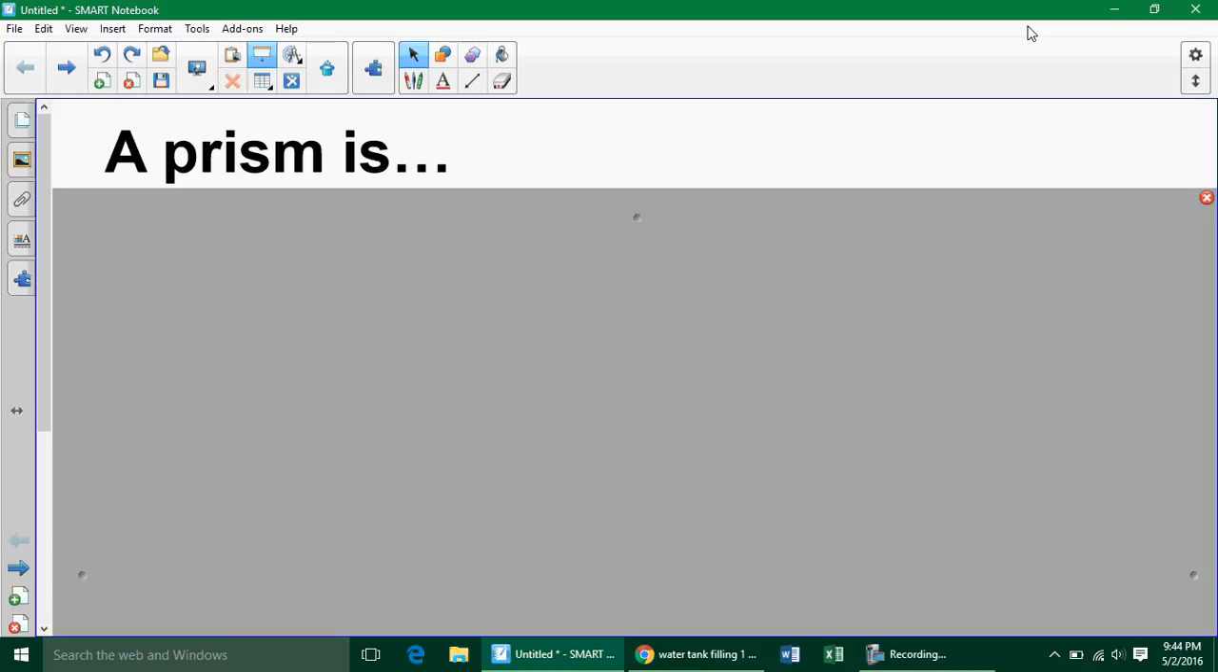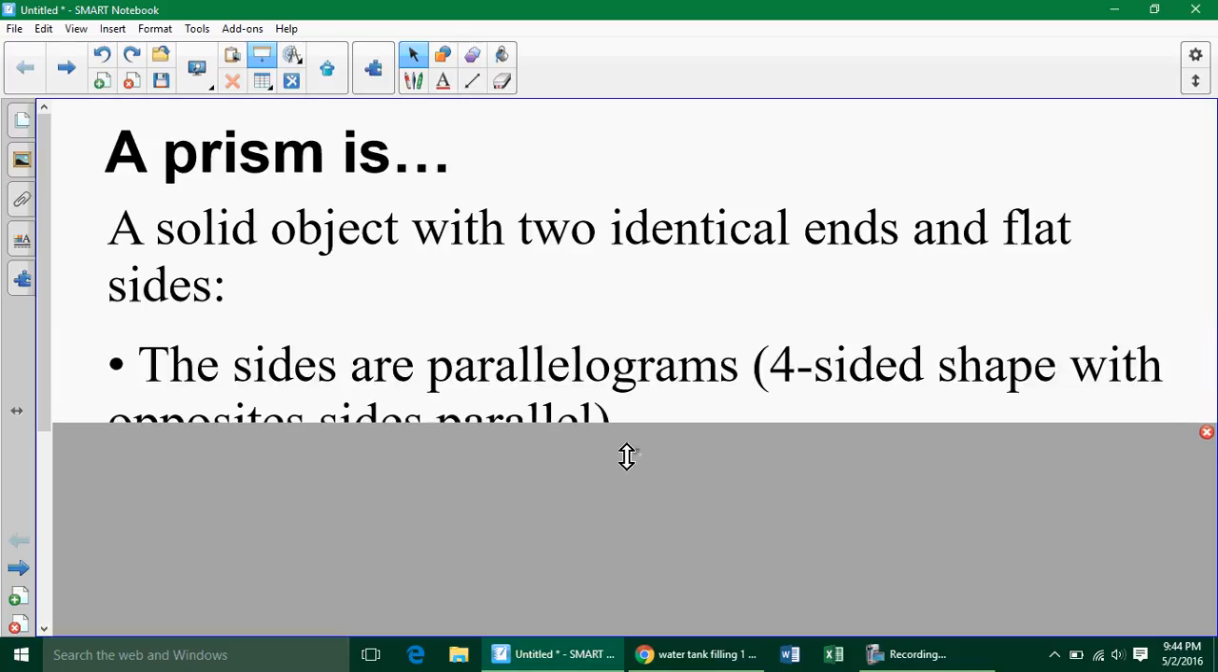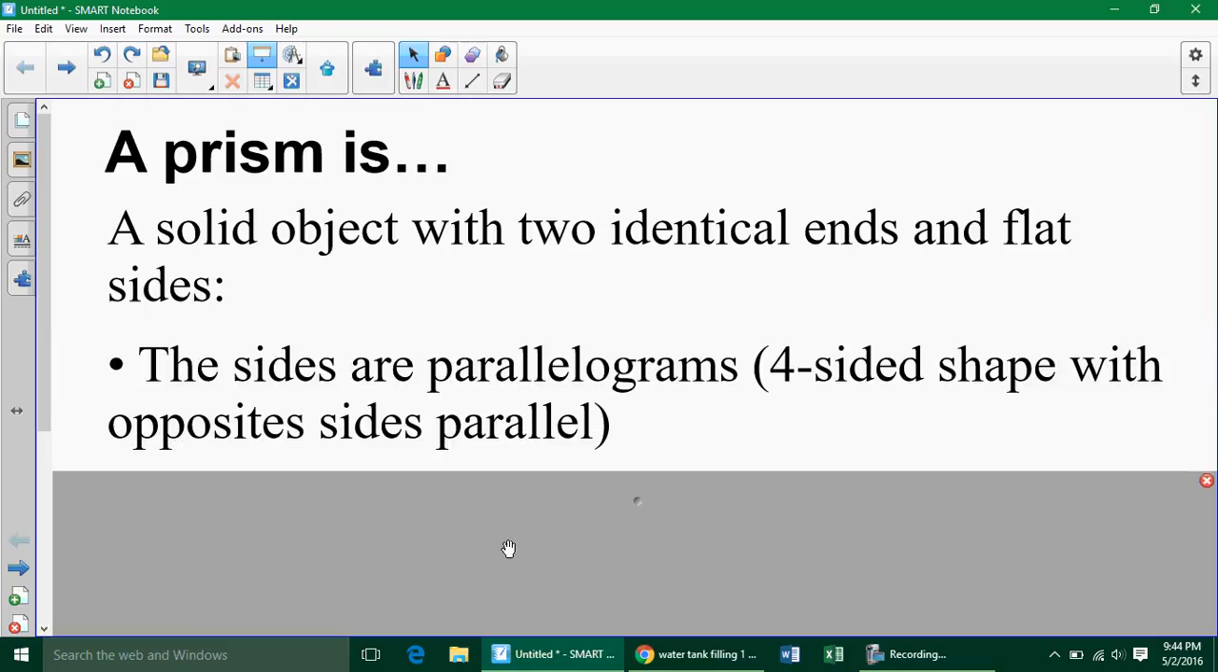All right, so prisms. A prism is a solid object with two identical ends and flat sides. There are two things that define what a prism is and classify an object or a shape as a prism. And those are as follows. So first, the sides of a prism have to be parallelograms. And just to kind of refresh your memory, a parallelogram is a four-sided shape with opposite sides that are parallel.